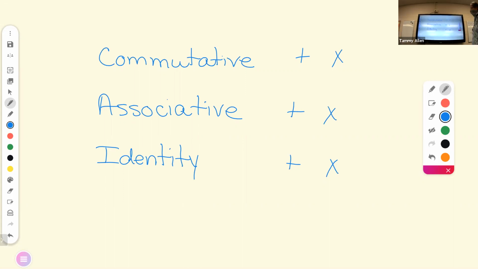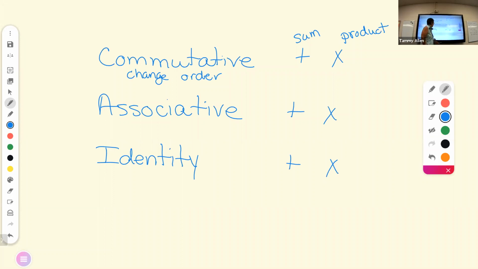Does anybody remember what the commutative property tells us we can do? Remember that from Friday. Okay, what does the commutative property tell us? Change the order? We can change the order. Good. All right. So the commutative property tells us we can change the order. We will get the same sum or the same product. Okay? So this has to do with changing the order.